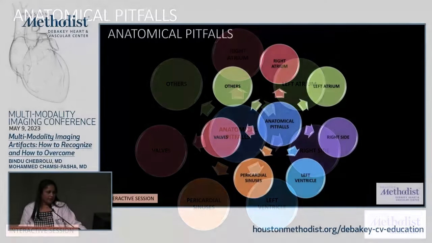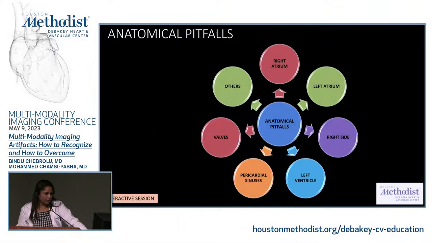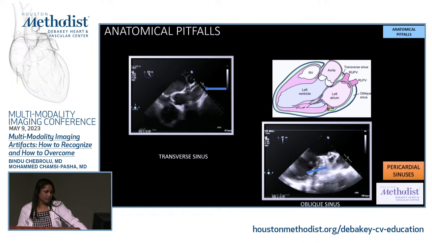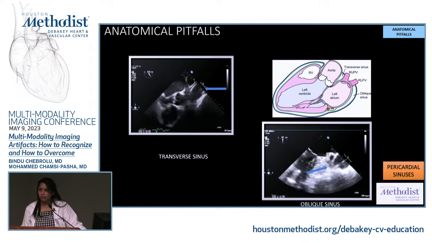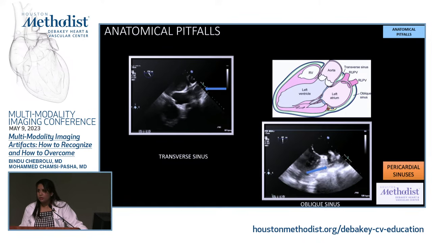All right. I think we are done with most of it, right? Let me choose the pericardial sinuses. Any takers for that? So, we often see this most commonly on TEEs. The transverse sinus is the one located between the aorta and the pulmonary artery, and the oblique sinus is usually located behind the left atrial appendage. And especially when there is pericardial fluid, we see these more prominently.